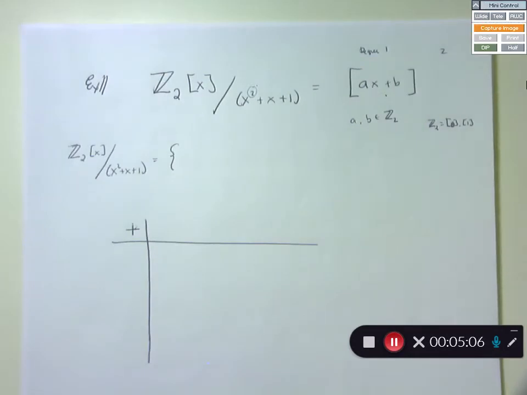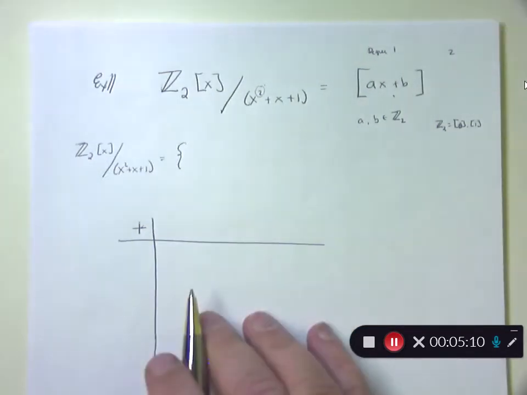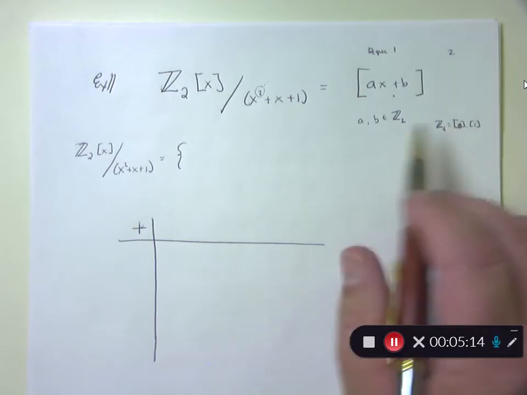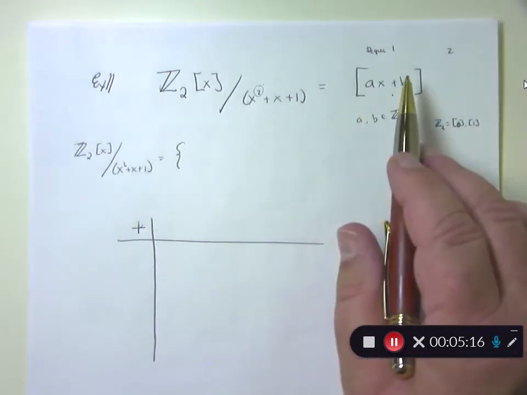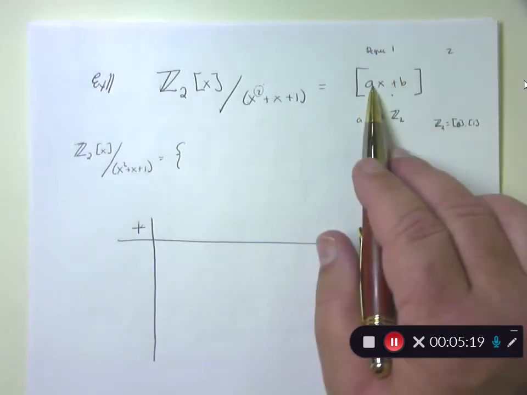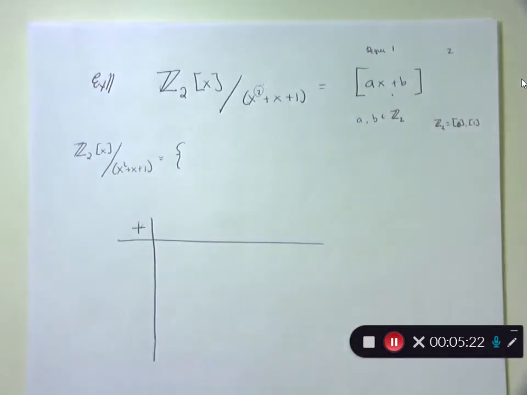So, here we go. Let's write them all down. First off, how many of these guys do we have? 0 and 1. We got two options for A. 0 and 1. We got two options for B. 2 times 2. There are 4 equivalence classes.